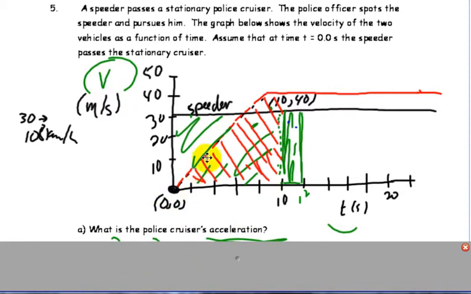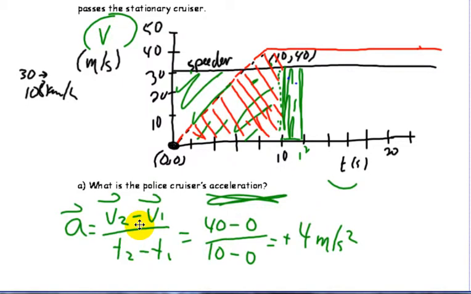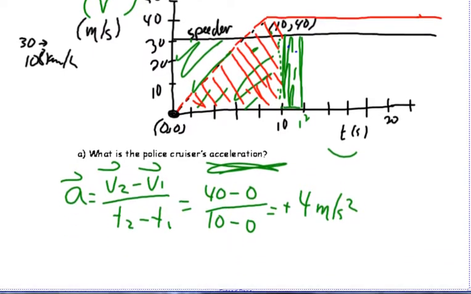In order to get from 0 to 40, there's acceleration there, of course. Acceleration is change in velocity over change in time, or v2 minus v1 over t2 minus t1. So our points are 0, 0 and 10, 40. I think my graph's a little bit off here. So 40 minus 0 over 10 minus 0 gives 4 meters per second squared as the police officer's acceleration.